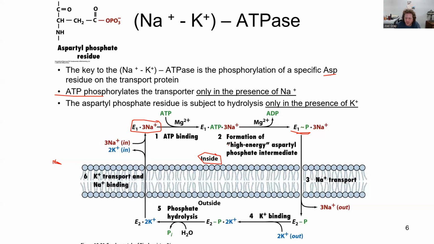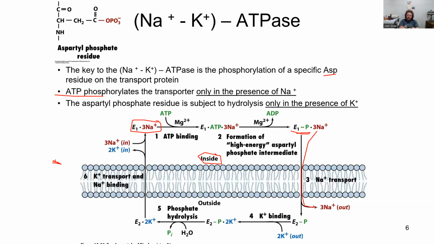Now that E1 is going to be able to undergo some conformational changes. And whenever it undergoes that conformational change, these sodium ions will end up on the other side of the lipid bilayer. What that leaves behind is a new form of our enzyme. Rather than E1, it's referred to as E2. It's phosphorylated still at that aspartic acid, but it's no longer binding sodium ions.